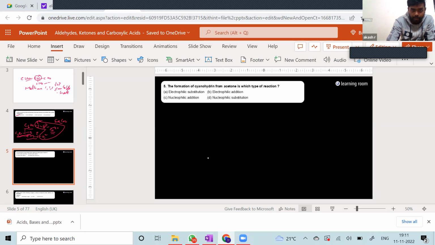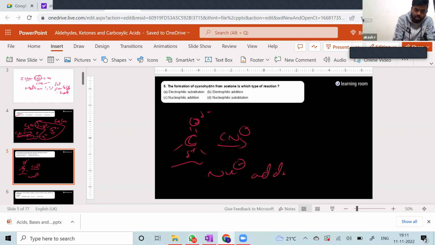The formation of cyanohydrin from acetone is which type of reaction? What is cyanohydrin? Say I have, for example, a C double bond O, right? And if I put first CN minus, now you understand that this carbon is going to have a delta positive and this oxygen is going to have a delta negative, right? So all of these carbonyl compounds will undergo a specific reaction called nucleophilic addition reactions, right? Now you might have seen the difference between electrophilic addition and nucleophilic addition. Both of them are going to have an electrophile as well as a nucleophile, right? But it is all about which attacks first. If it is the nucleophile attacking first, it is nucleophilic addition. If it is the electrophile attacking first, it is going to be electrophilic addition.